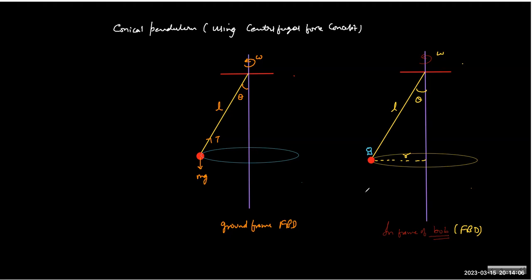Question is, if the observer is always over the top of this bob, the observer must have the same velocity as that of the bob, right? So the observer is which observer, inertial or non-inertial? Non-inertial. And it will have what acceleration? Centripetal, tangential, or both?